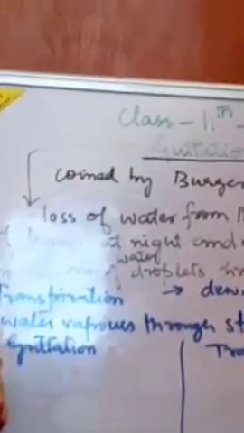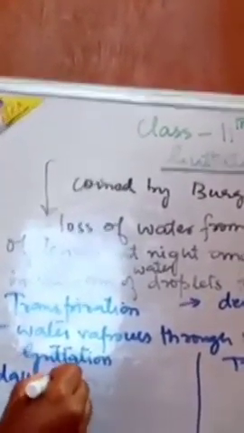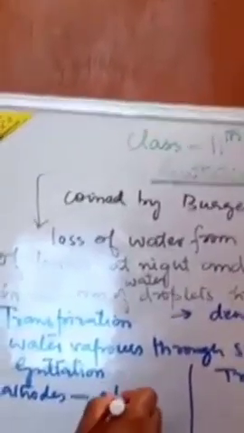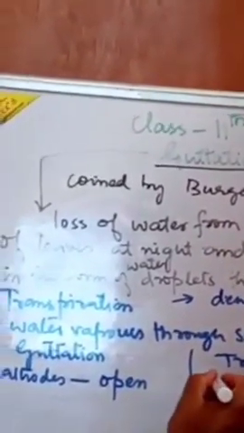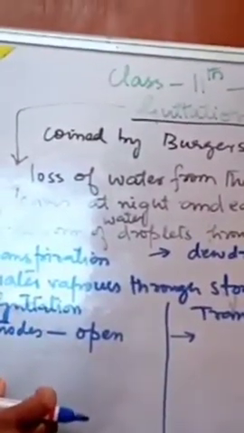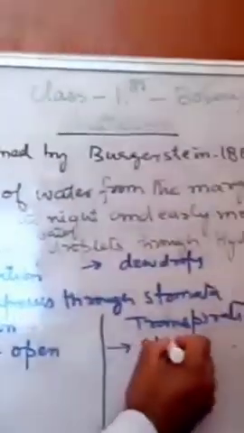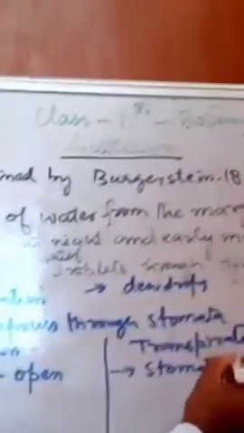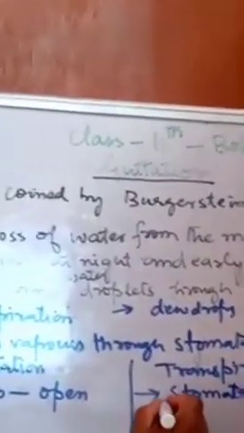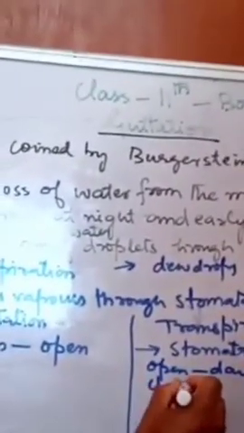Guttation takes place through pores which are called hydathodes. These hydathodes are always open, they are open during the day, they are open during the night also. Transpiration takes place by means of stomata which are mainly open during the day and they are closed during night.